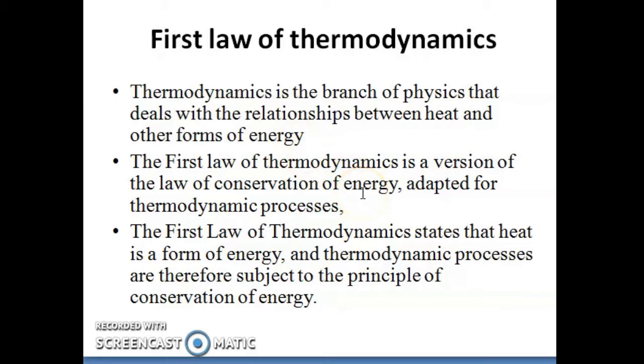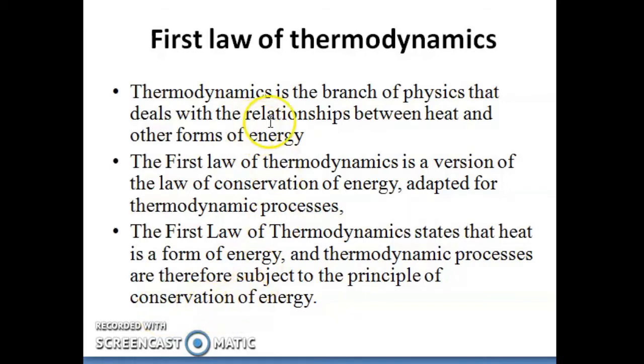So we could say that the first law of thermodynamics is a version of the law of conservation of energy which is adapted for thermodynamic processes. According to the first law of thermodynamics, heat is a form of energy, and thermodynamic processes are therefore subject to the principle of conservation of energy. It is totally dependent on the conservation of energy.